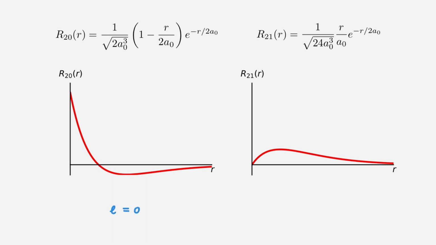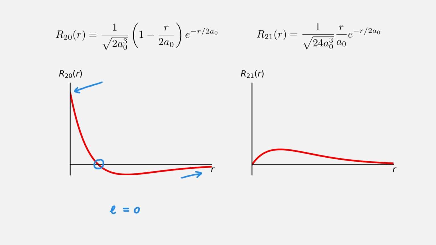Like the ground state radial function, it has a positive value at the origin and then decays away from it. However, unlike the ground state radial function, this radial function has a node where it vanishes and then becomes negative. Finally, it approaches 0 again from below.